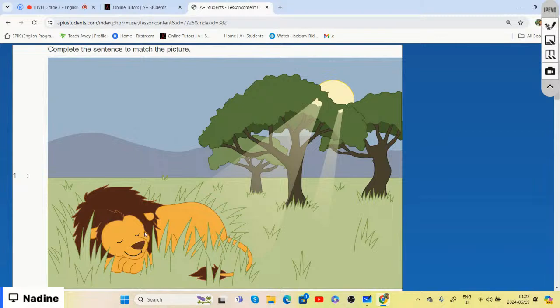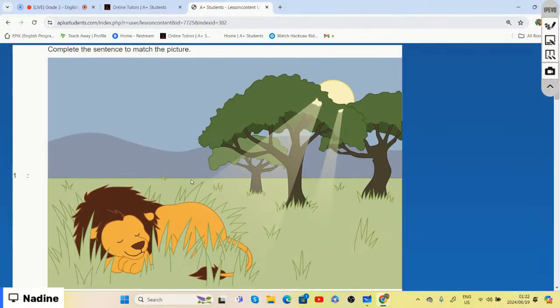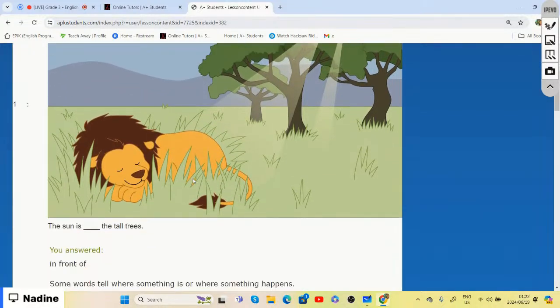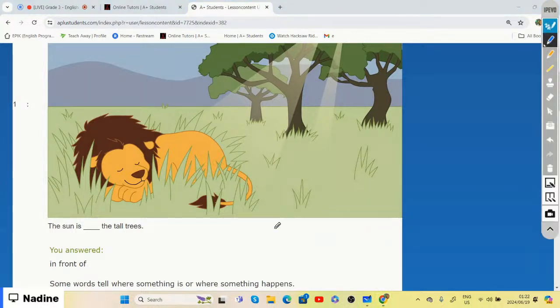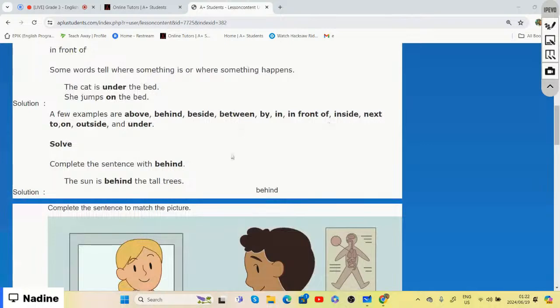All right, so I think we can say in front of or you can say behind, right? Because those are words that you can maybe use to show where the sun is. So we can either say behind or we can say in front of, right? To show us where the sun is. But behind is the most common one.